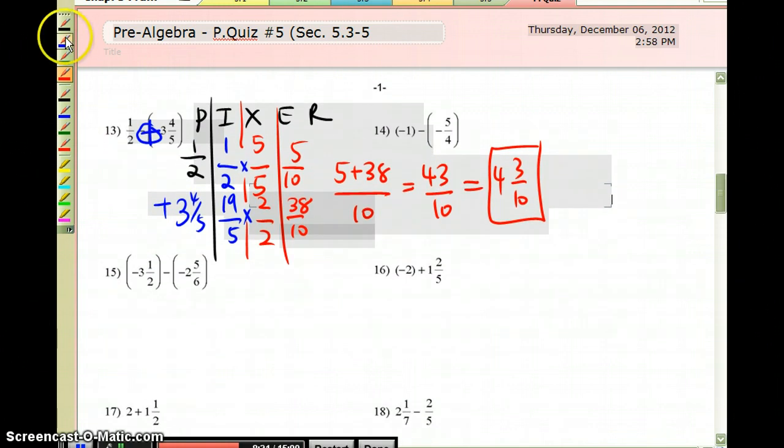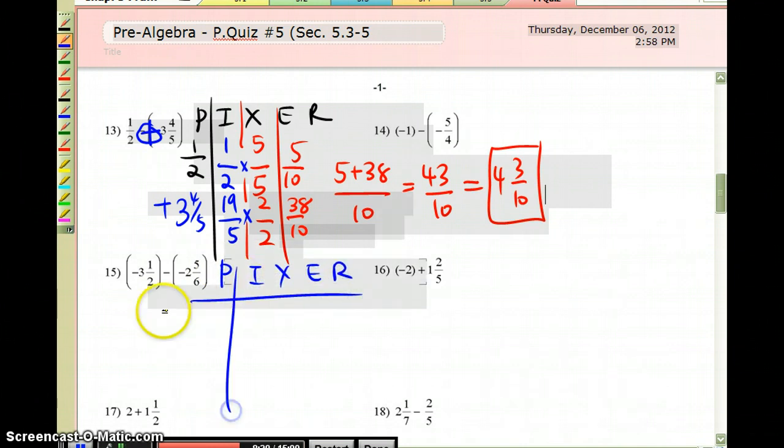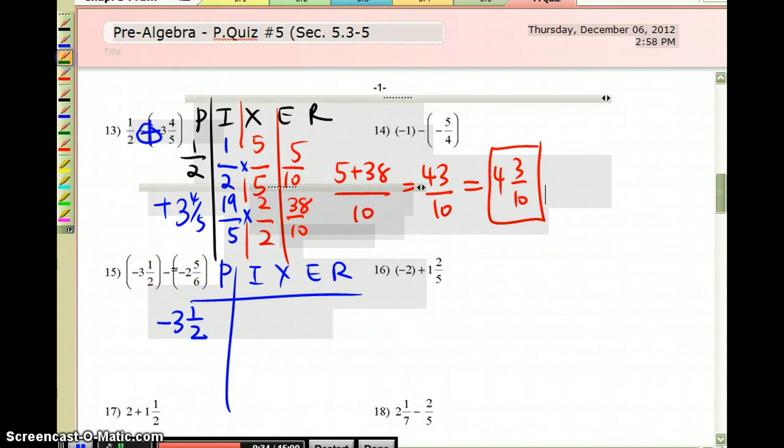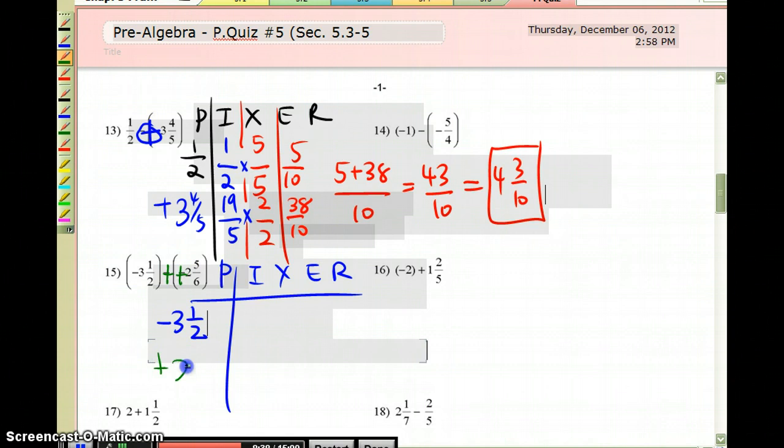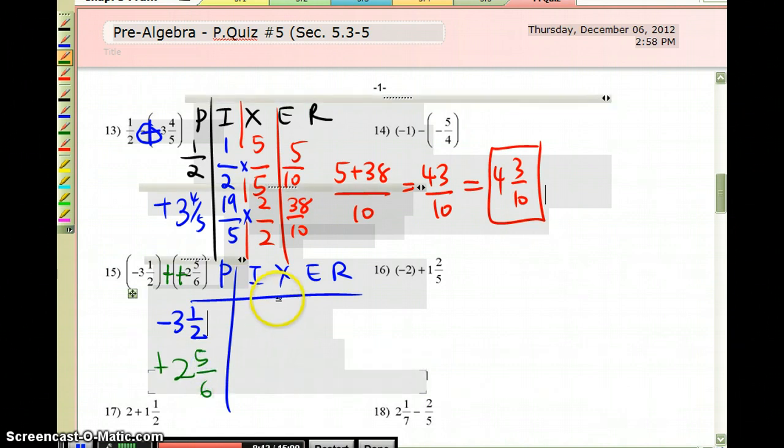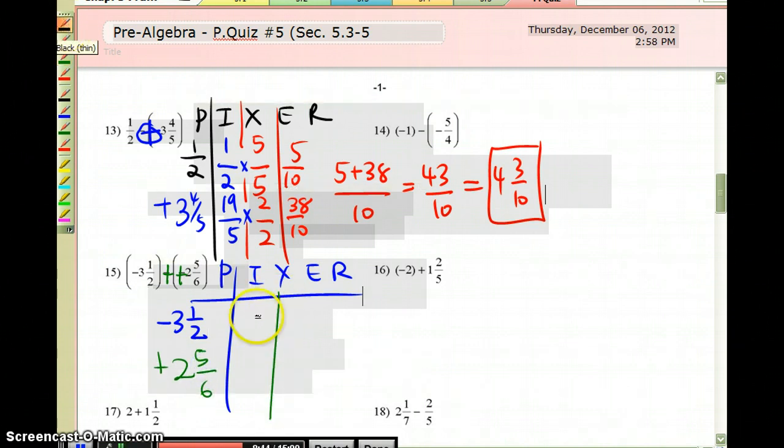Number 15, we have this negative here. I'm going to do P.I.X.E.R. P is the problem, so I'm going to write it out, negative 3.5. Then over here, what's going to happen to the negative negative is they both become a positive, meaning this is going to be a positive 2 and 5/6. I means improper, so if I change it to improper, for the negative fraction, I'm just going to do the improper without the negative first, so I get 7 over 2.